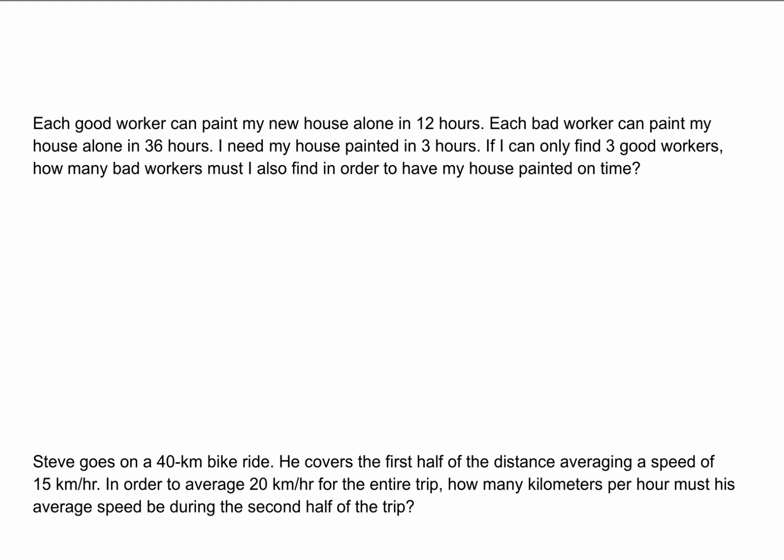So if you have a good worker who can paint the house alone in 12 hours, that means in 1 hour, they can get 1/12 done, right? And painting for 3 hours, they get 3 times 1/12, which is 1/4 done, right? This is for good workers. And we have 3 good workers, so we have 3 times 1/4 equals 3/4 done, right?